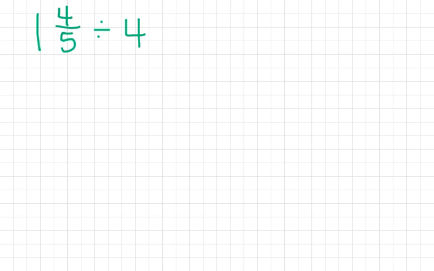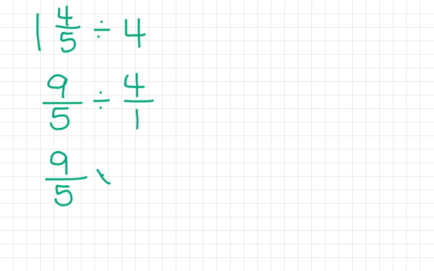All right, here we go. Let's convert 1 4/5 to an improper fraction. 5 times 1 is 5, plus 4 is 9, so I would get 9/5, divided by this whole number 4, I'm going to change into 4 over 1. So now I go to multiply by the reciprocal. I have 9/5 times 1/4, and I multiply across.